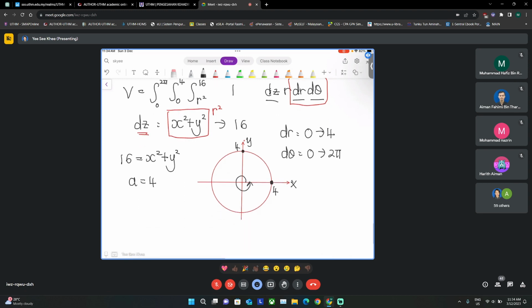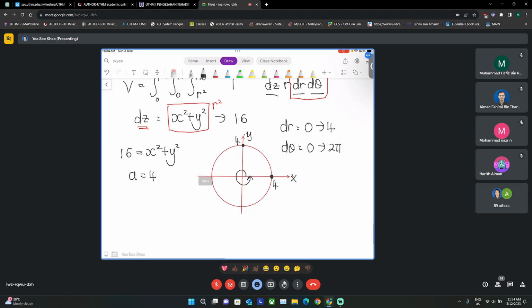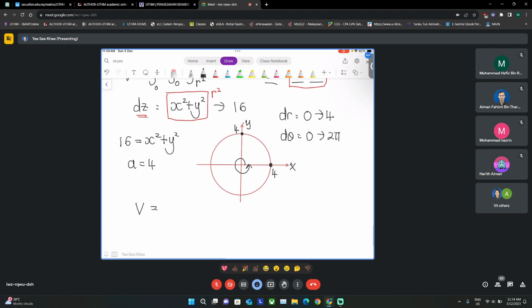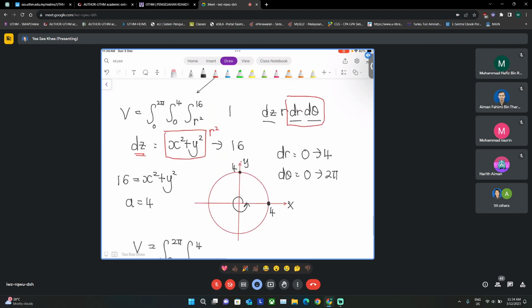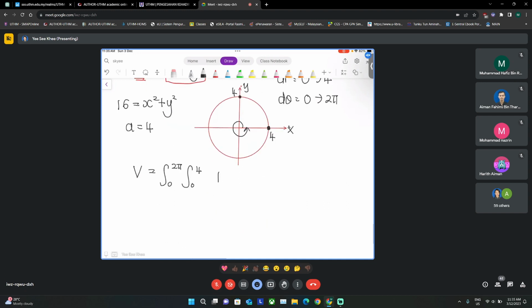Now we solve for the volume. Theta from 0 to 2 pi, r from 0 to 4. Here is equal to 1. So when you integrate the dz, it becomes 16 minus r squared, times r dr d theta.